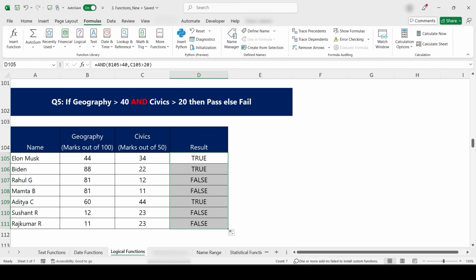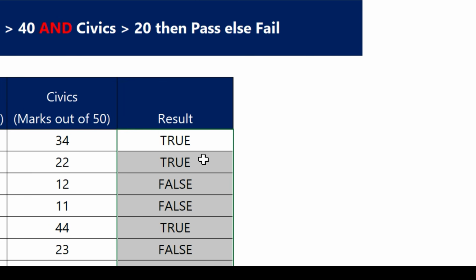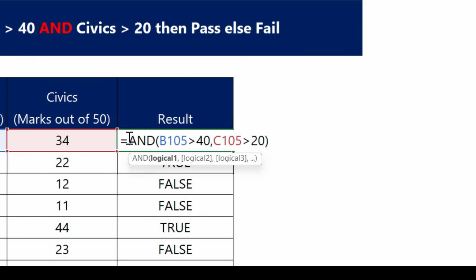Okay. But as I said, the output should be either pass or fail. It cannot be true and false. So here we go. We can double click here and now multiple logical test. We need AND function. And if the output of AND function you want as true and false, we can put here pass and fail if open bracket.